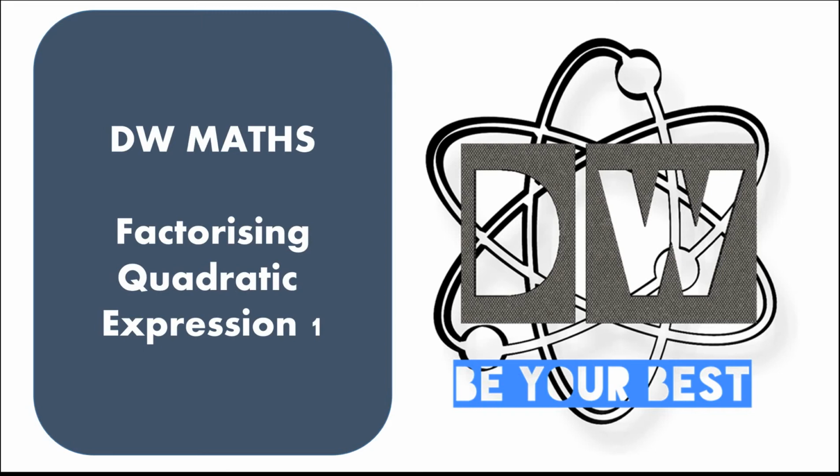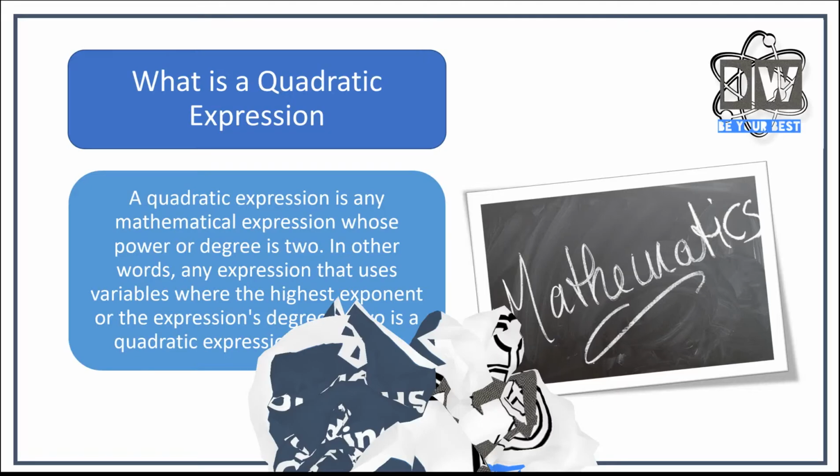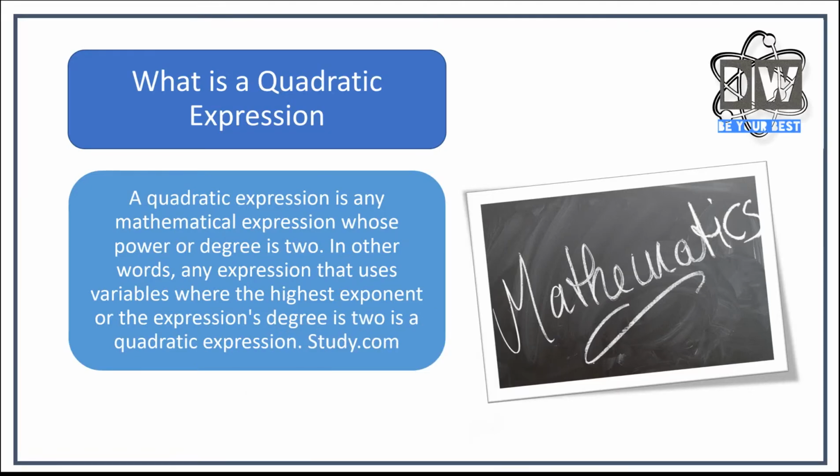First up, we're just going to have a little look at what a quadratic expression is. Now, this won't make a lot of sense to you, but hold on tight because it will when the next slide comes up. A quadratic expression is a mathematical expression whose power or degree is 2. In other words, an expression that uses variables where the highest exponent, or the expression's degree, is 2 is a quadratic expression. It's from study.com.